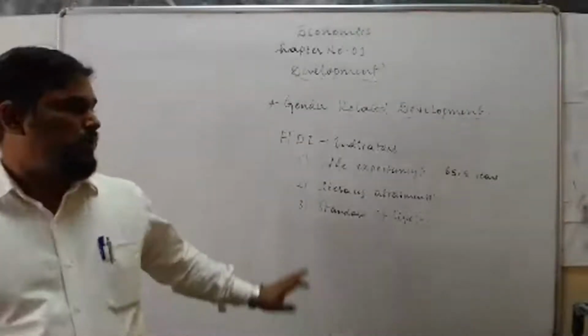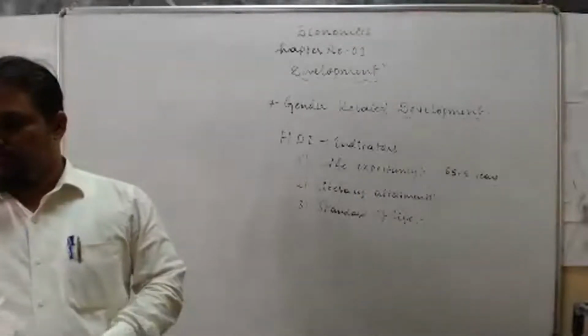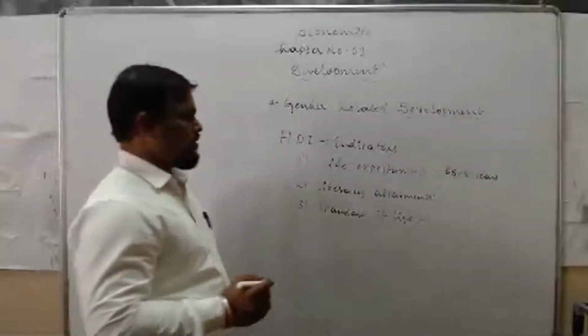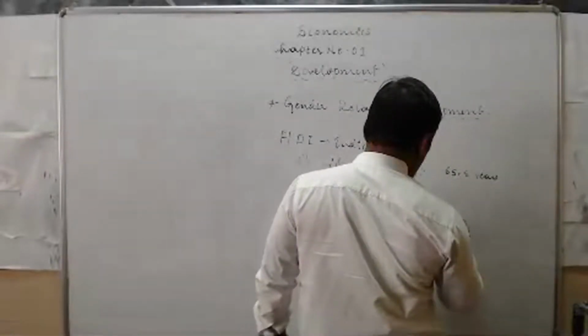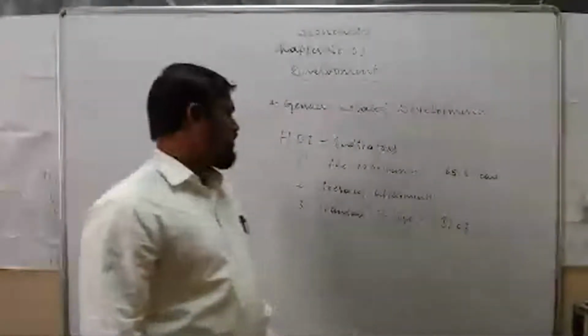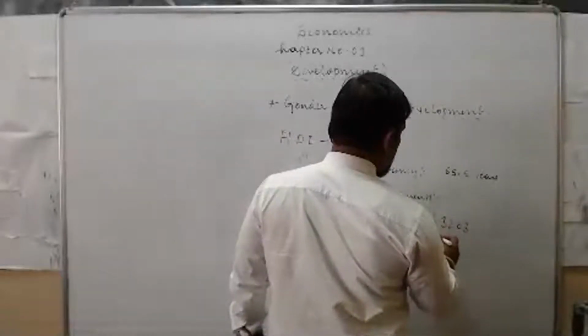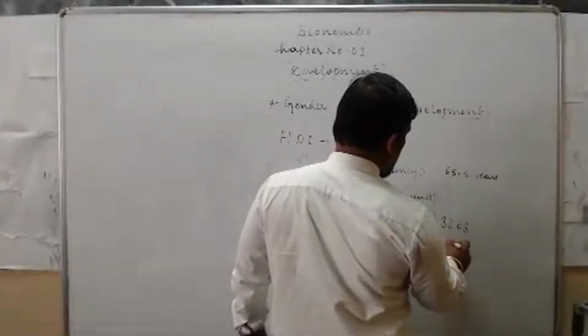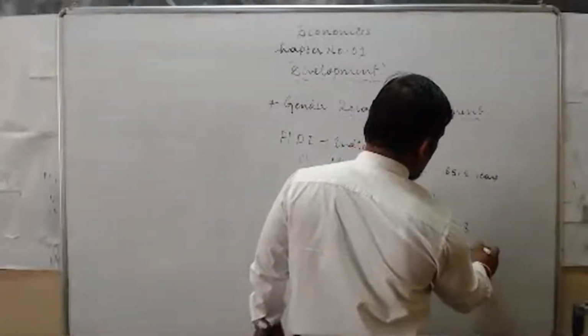And in yesterday's class, I told you the per capita income of Indians. That is $3,203. That is the per capita income of Indians.